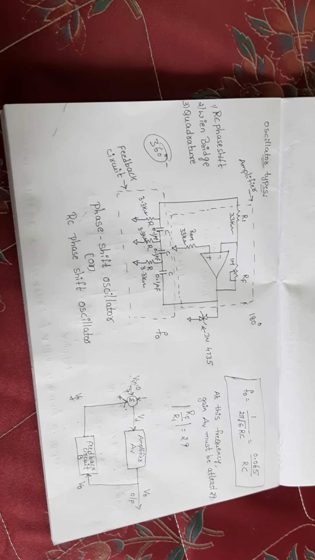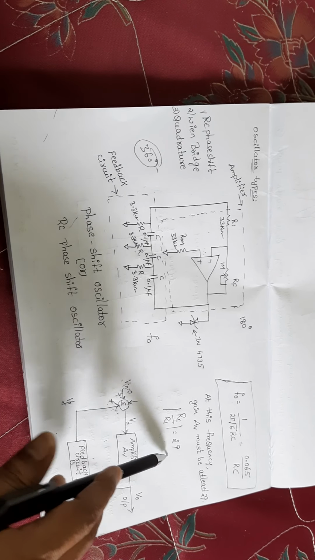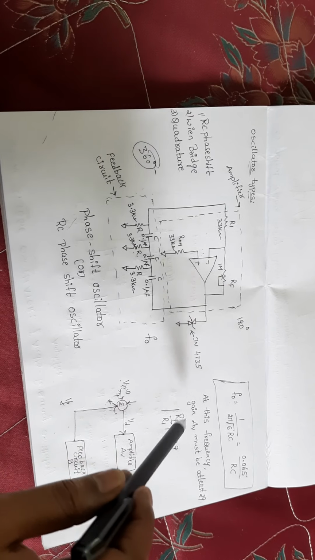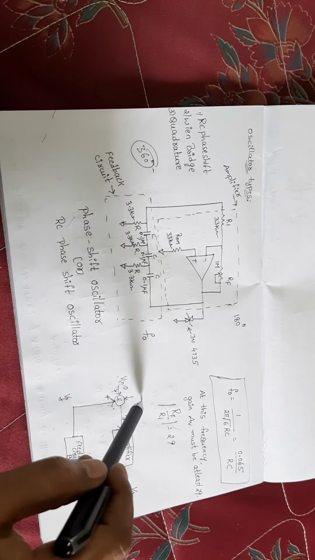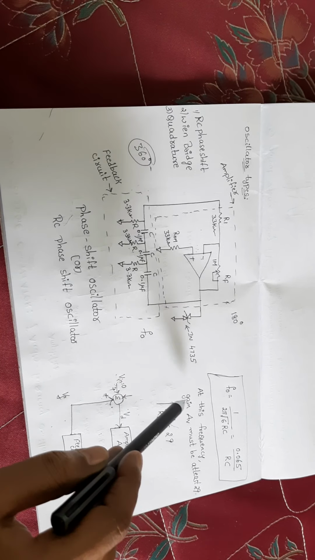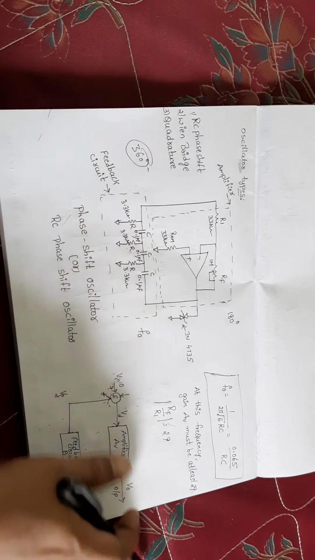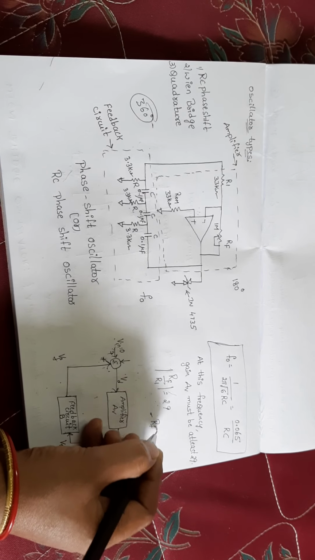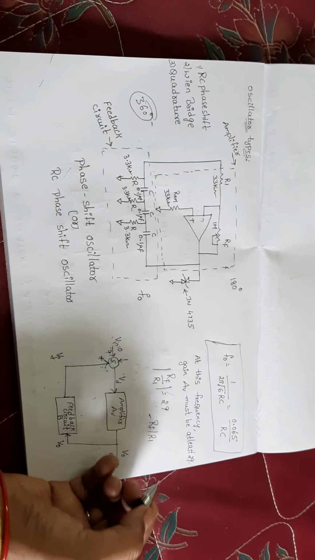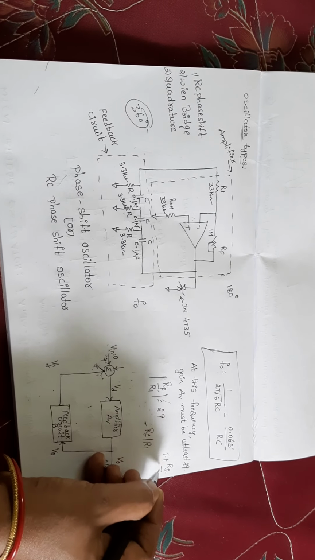We can also say that the gain should be at least 29. As it is an inverting amplifier, we write the gain as minus RF by R1, represented here with modulus. So modulus RF by R1 is equal to 29. I think you remember the formula: the gain of the inverting amplifier is minus RF by R1 and the gain of the non-inverting amplifier is 1 plus RF by R1.